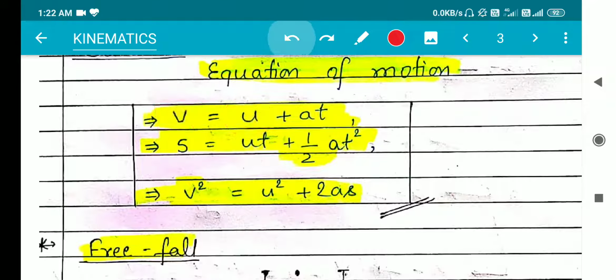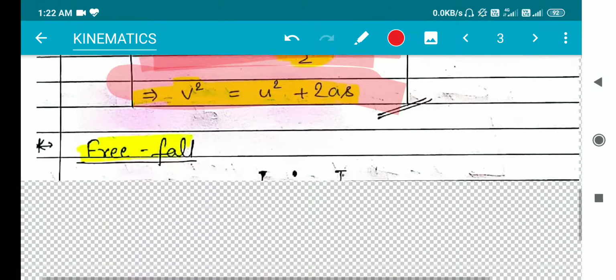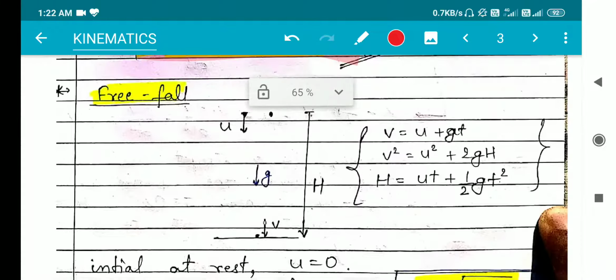Again, you have to do the same in the second equation. If you have to find out any of the quantities displacement, initial velocity, time, or acceleration, and out of these four quantities you have three variables available, you can use this very equation. That's it. Again, you can apply this equation. So we have found the three different equations of motion.